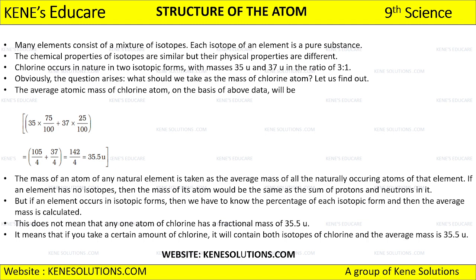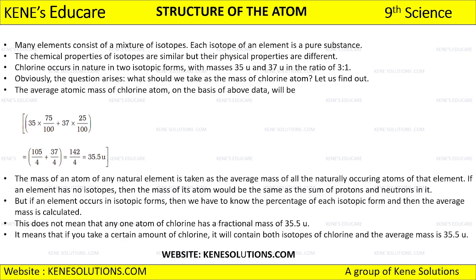What are we going to take? We are going to take the average mass of all naturally occurring atoms of the element. So suppose an element has no isotope, in that case the mass of its atom will become the same as the sum of protons and neutrons in it. But what if an element occurs in isotopic form? Then we have to know the percentage of each isotopic form and then calculate the average mass. Okay, so that is how the average mass has been calculated.